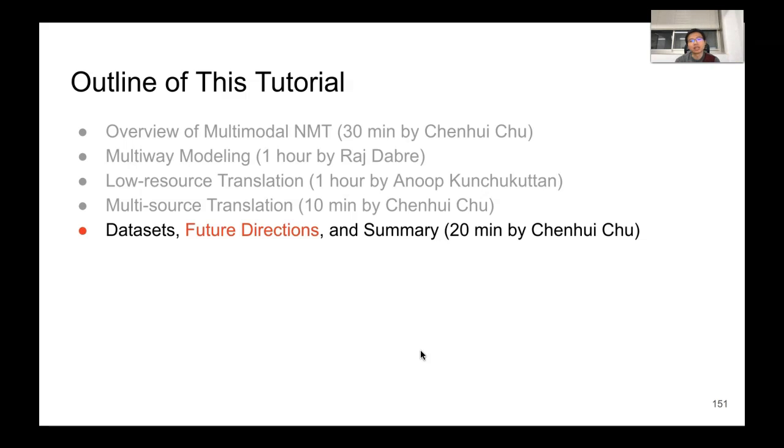Okay, so after a discussion of the datasets that you can use for MLMT, finally I want to discuss the future directions for MLMT. We just try to pick up a few, but your ideas are more than welcome as contributions to these future directions.